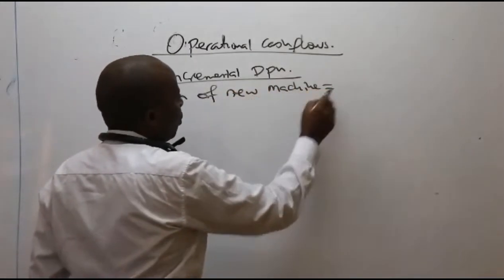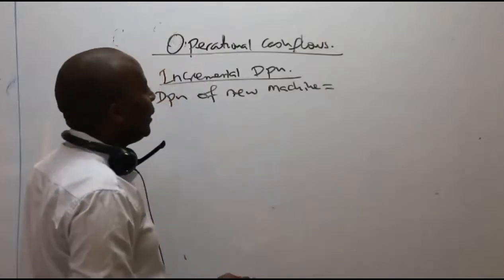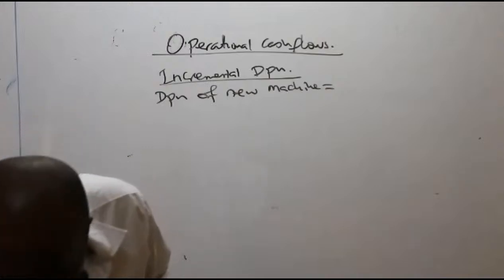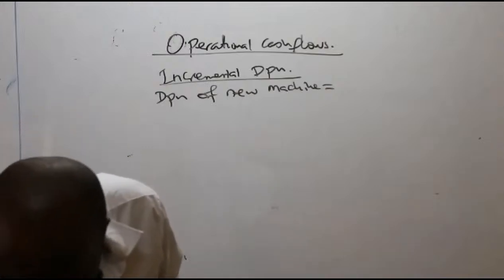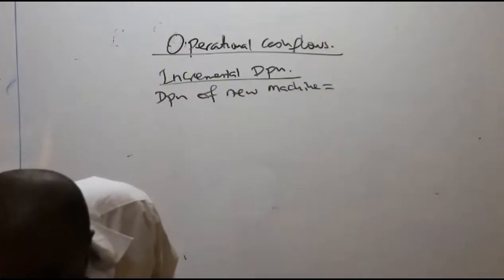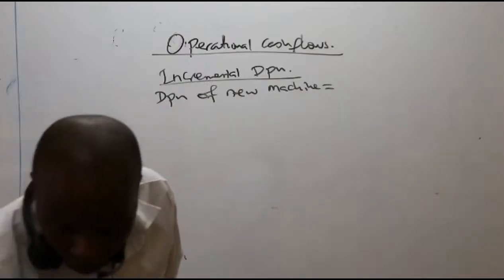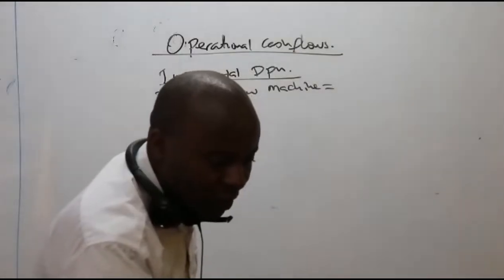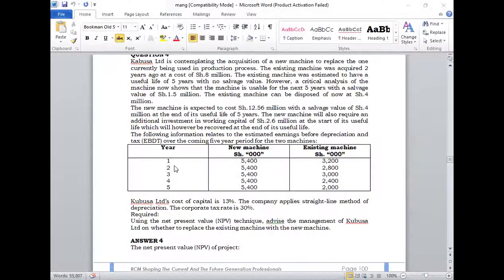So depreciation of the new machine, ladies and gentlemen, at the end of the day, we know the cost of the new machine, don't we? Let me just share this very fast. The cost of the new machine here is 12,560. So 12,560 minus its scrap value. Scrap value is 4,000, that is 4,000,000 in our case because we are cutting 3 zeros.